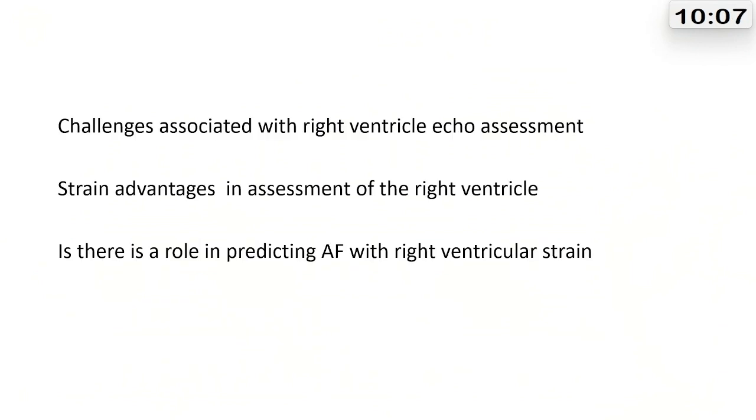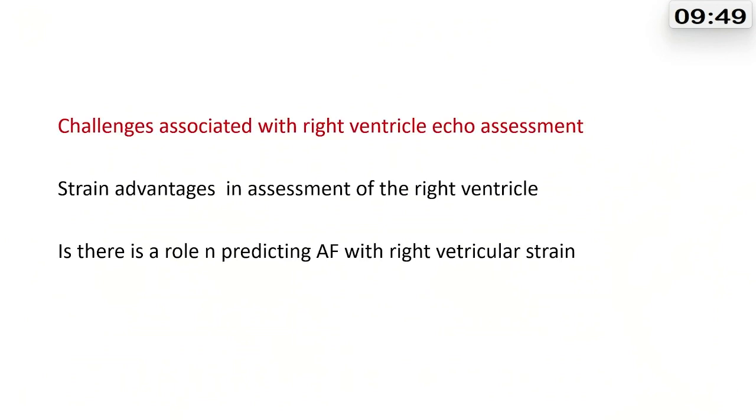And I'm sorry to duplicate a bit from the previous excellent talk, and I will steal some of it, because there were a lot of challenges associated with right ventricular systolic assessment. What I'm also going to touch on is a strain advantage, and finally, predicting stroke from the RV strain pattern if we can.